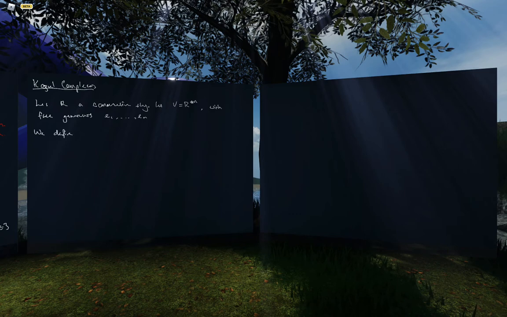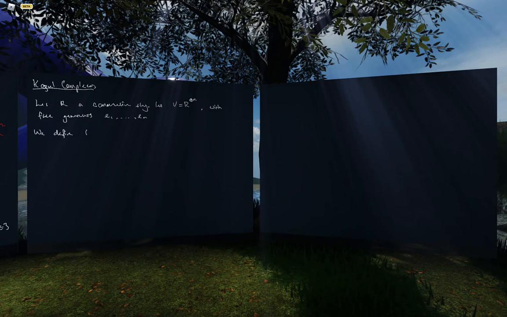Sorry, what's the notation on the R and the V equals R something? Yeah, sorry, I'll rewrite that. It's N copies of direct sum, right? Okay. Is that clearer? Yeah. Cool.